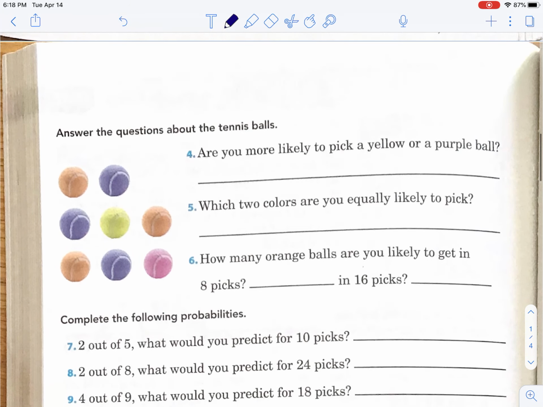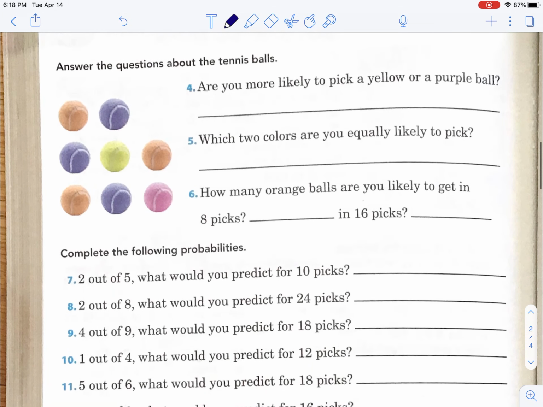All right, here we go. This one's fun. Okay, answer the question about the tennis balls. So I want you to stop and think about this. Do not just copy down the answers, boys and girls. Stop, think, stretch your brain. Well, let's examine the tennis balls before we even look at the questions. Are you ready? What do we notice about the tennis balls? How many purple ones, bluish purple, are there? 1, 2, 3. Okay, how many yellow ones are there?